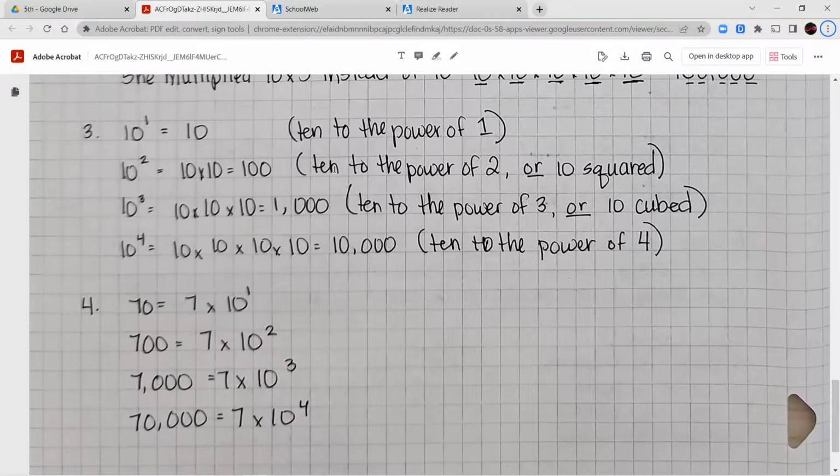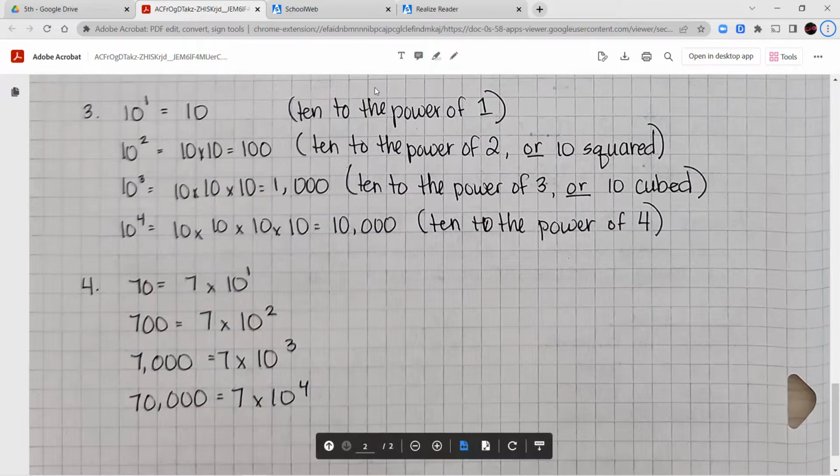And number 3, 10 to the power of 1 is 10. 10 to the power of 2 is 10 times 10, or 100. 10 to the power of 3 is 10 times 10 times 10, or 1,000. And 10 to the power of 4 is 10 times 10 times 10 times 10. So 10 4 times, which gives you 10,000. Remember that power tells you the number of zeros that are going to be after your 1 when we're working with powers of 10.